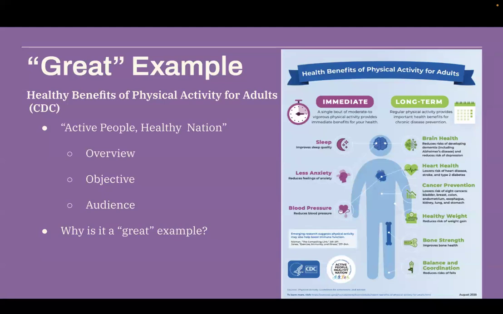For our great example, we chose the Active People Healthy Nation campaign. This was created by the CDC that relays information on barriers, benefits, and physical activity education. The objective of this campaign was to help over 27 million Americans become active by 2027 by providing access to safe places for physical activity.